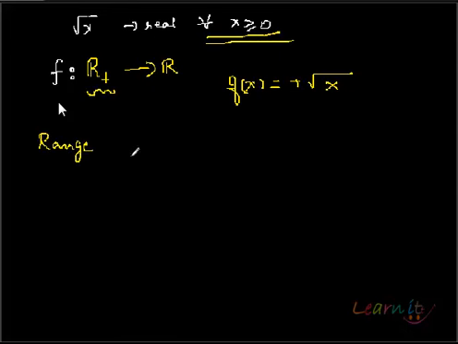So domain, we have said that R plus is the domain. So what will be the range? Now the range will also, of course, be R plus. The square root of 0 is 0 and all the positives, right? So it will be 0 to infinity, closed at 0, 0 included.